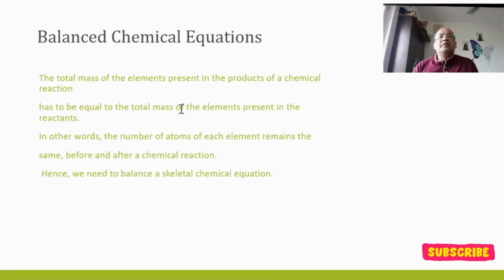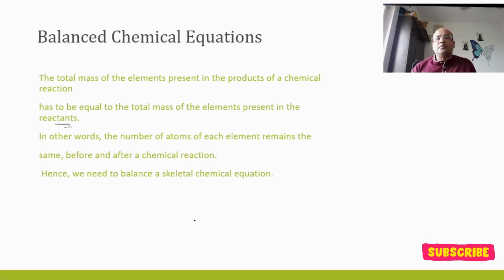Now, balancing a chemical equation involves what? The total mass of the elements present in the products of a chemical reaction has to be equal to the total mass of the elements present in the reactants. So for the reactants and the products, the masses should be the same. In other words, the number of atoms of each element remains the same before and after a chemical reaction.